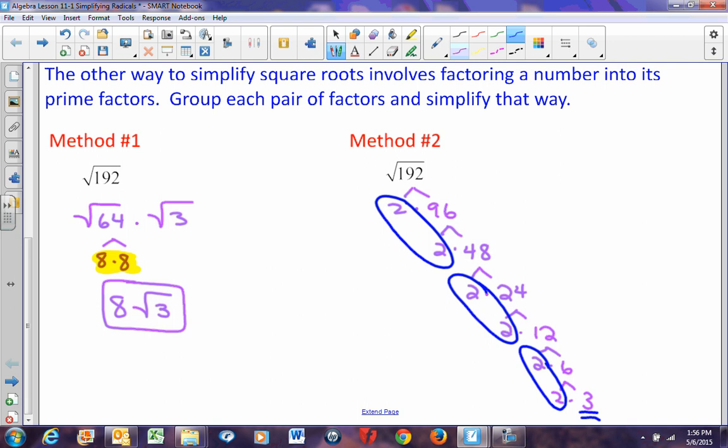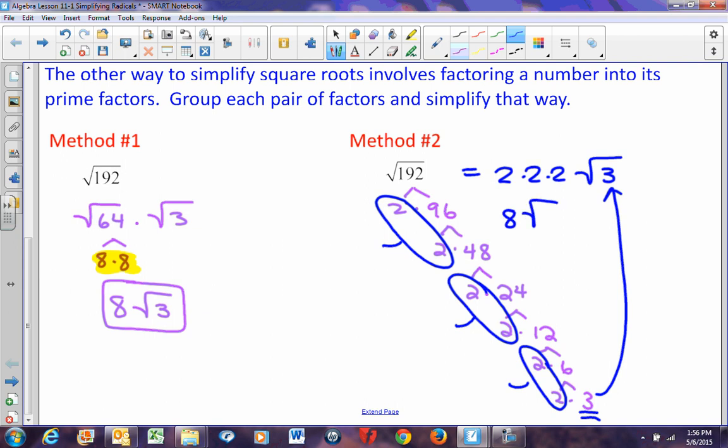Whatever pairs up goes outside of the radical, but you only take 1 thing. Remember, this is 1 pair, this is 1 pair, this is 1 pair. So it would be 2 times 2 times 2. Square roots of whatever was left over goes back underneath. So 2 times 2 times 2 is 8, so this becomes 8 square roots of 3.